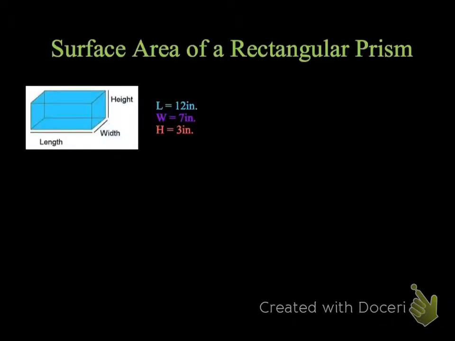So this next example I want you to do with me. We have to find the surface area of a rectangular prism whose length is 12 inches, whose width is 7 inches, and whose height is 3 inches. Let's plug that into our formula for surface area.